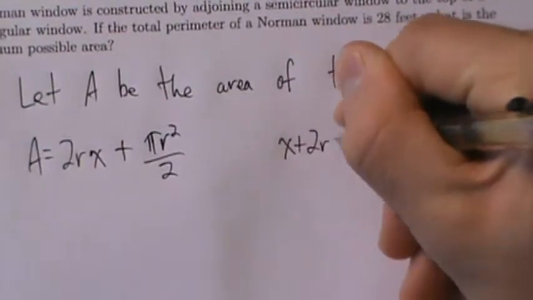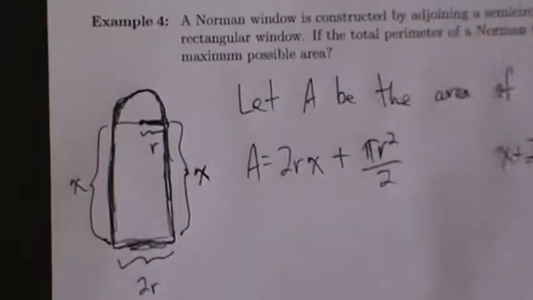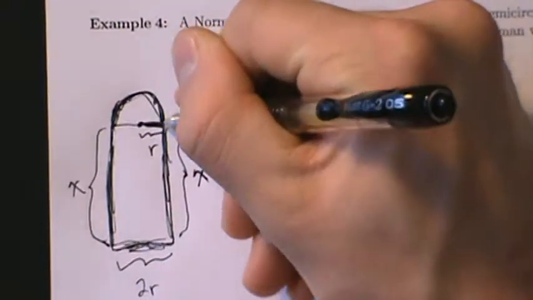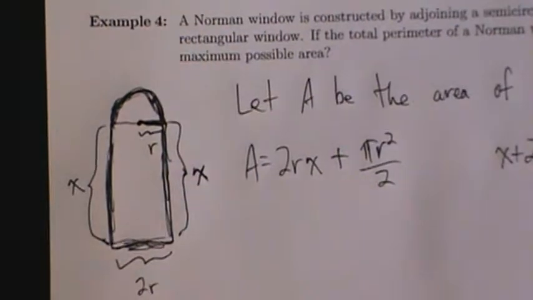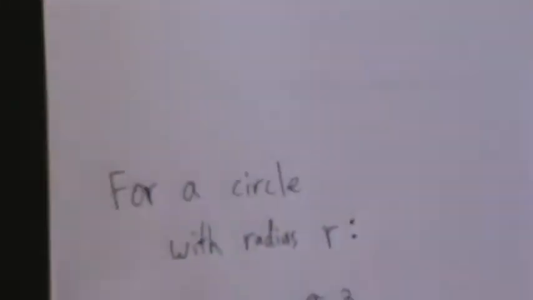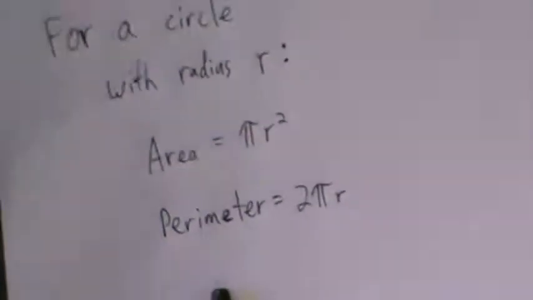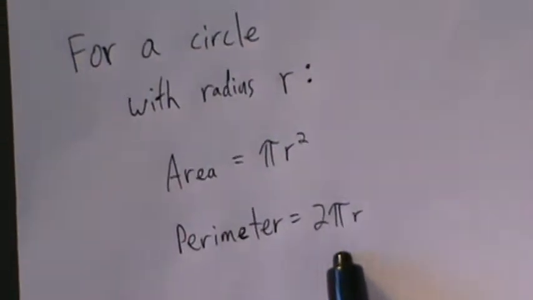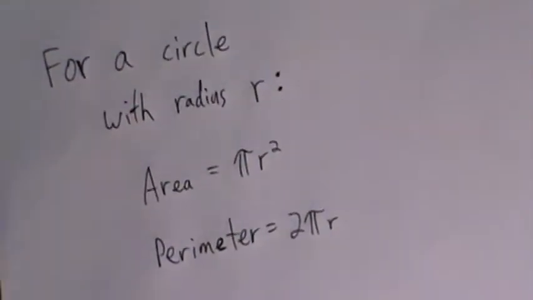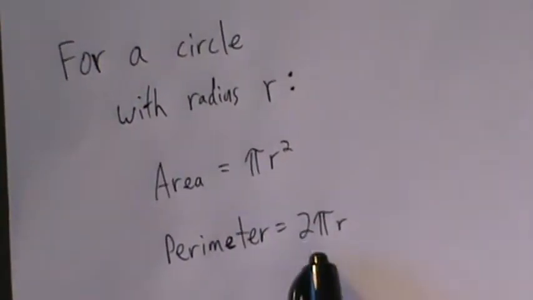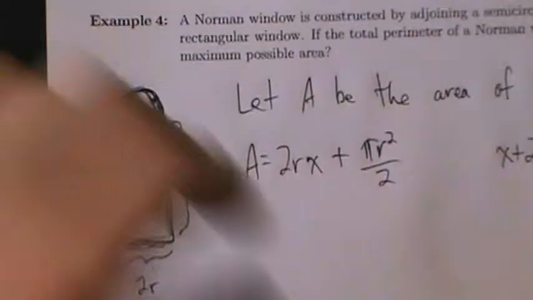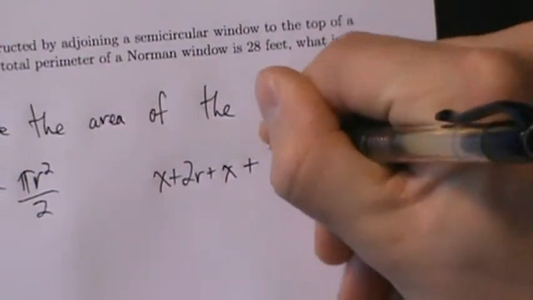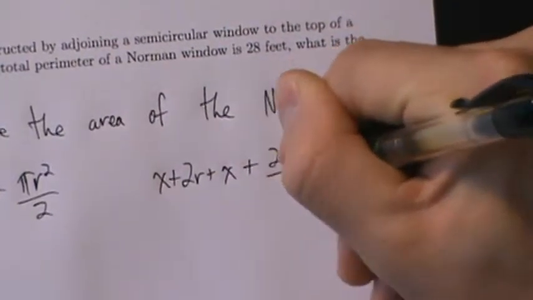x plus 2r plus x, and then we add this part out here, the perimeter, I guess the circumference really, of the semicircle. So remember, for a circle with radius r, the circumference is 2 pi r. But we have a semicircle, which is half a circle. So we take the circumference and divide it by 2. So then we do plus 2 pi r and then divide it by 2.